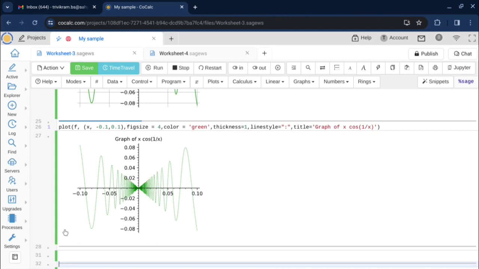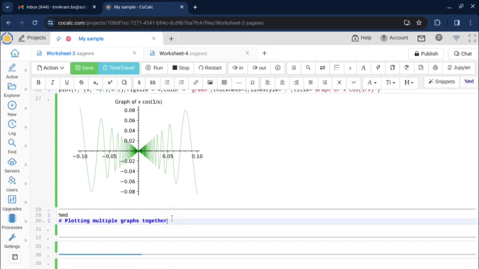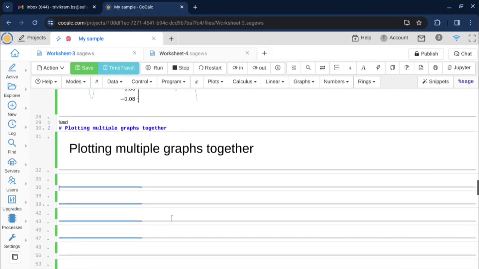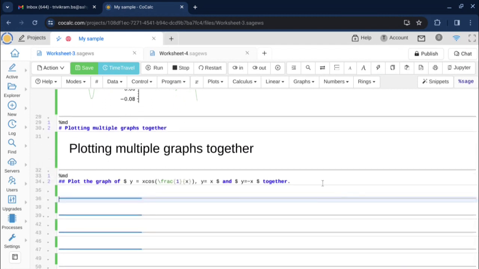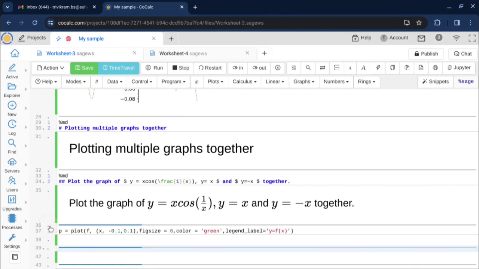Now we are going to discuss about plotting multiple graphs together. So let us plot multiple graphs together. So now I am going to plot these curves. Y is equal to x into cos 1 by x, y equal to x, and y equal to minus x together. So let us see how will you draw this.